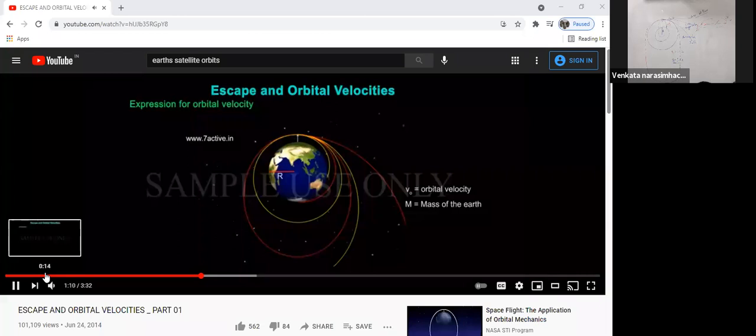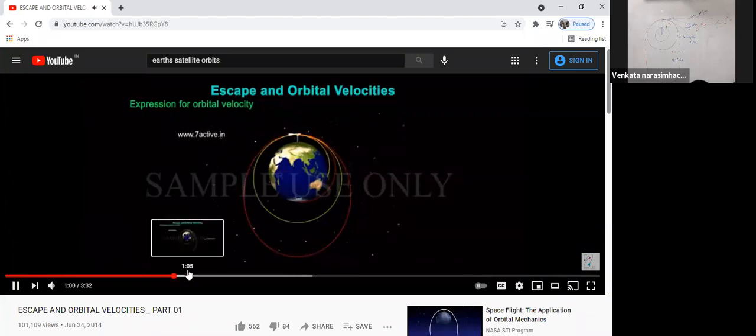Mass of the Earth. Orbital velocity. The velocity required for an object to revolve around a planet in a circular orbit is called orbital velocity. It is denoted by v naught. Expression for orbital velocity: let us consider an object of mass m, a satellite, to revolve around a planet Earth of mass M and orbital radius r.